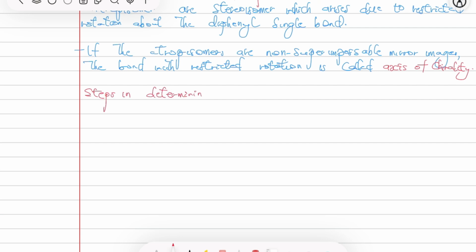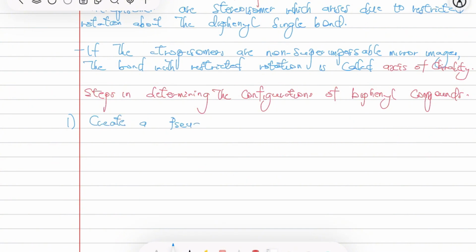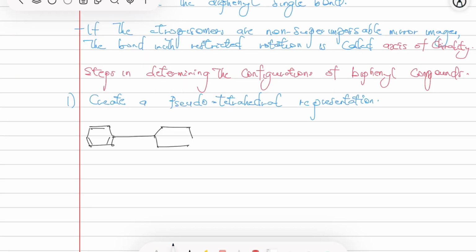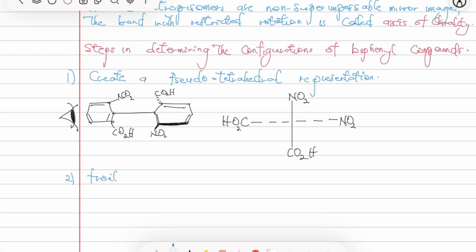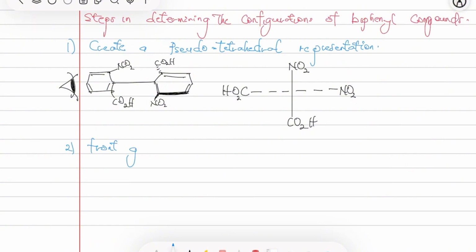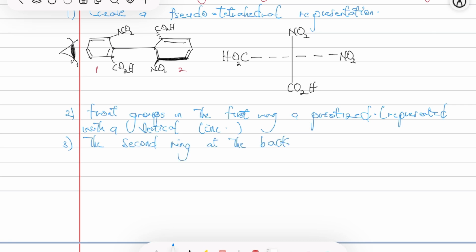So, having known what atropisomers are, let us now consider steps in determining the configurations of biphenyl compounds. The first step is to create a pseudo-tetrahedral representation of the biphenyl. In the pseudo-tetrahedral representation, we prioritize the first group in the first ring. This first group in the first ring is represented with a vertical line, while the second ring at the back is represented with a dotted horizontal line.